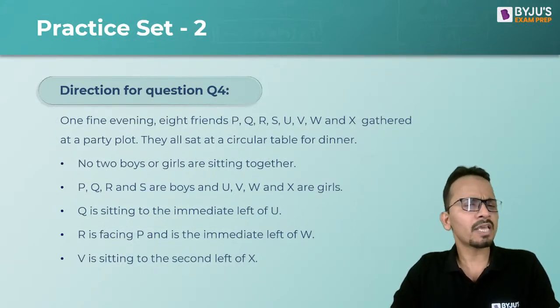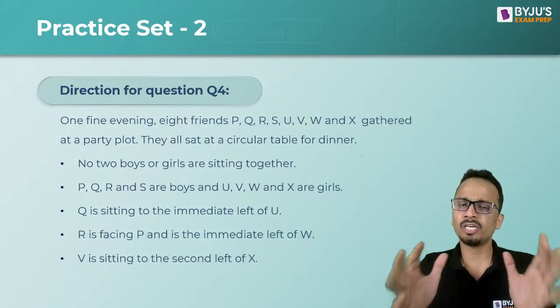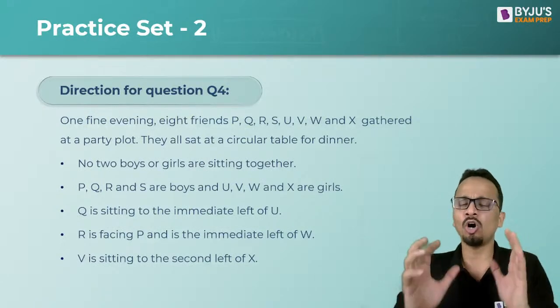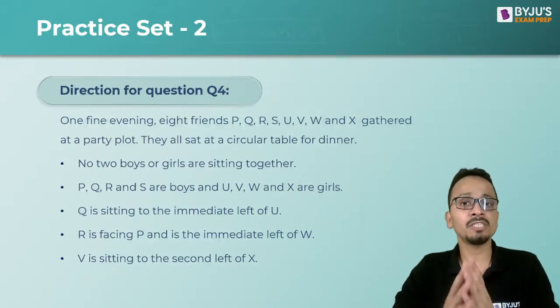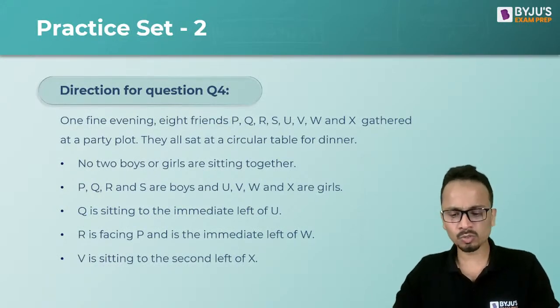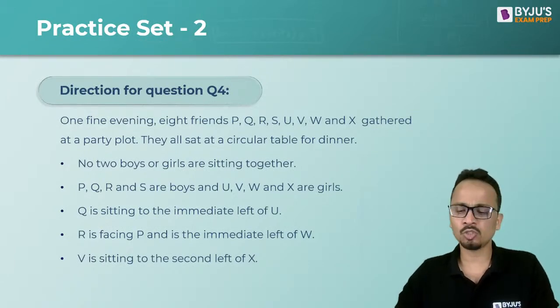Now, when nothing is given about the direction in which they are facing and they are sitting around a circular table, we have to take an assumption that all these people must be facing towards the center of the table. So this is one assumption that you can start with, that all these 8 people are facing towards the center of the table.